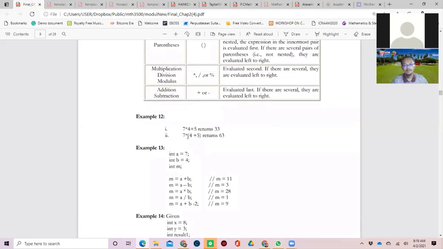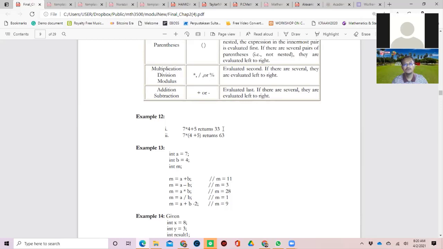For example, here in one single line we have a multiplication and plus. What we need to do is 7 times 4 plus 5, the result is 33. How to get 33? Between star and plus, which one is first? Definitely star, because star is higher and plus is the last priority. So 7 times 4 is 28. 28 plus 5 is 33.